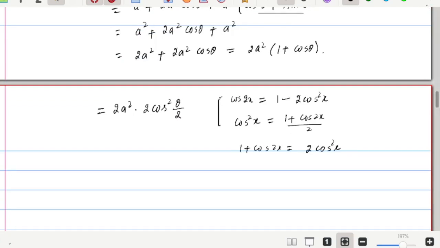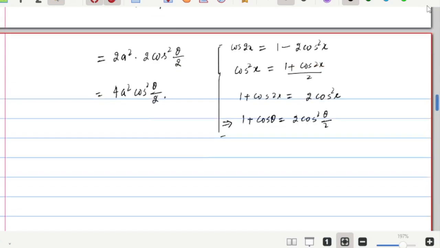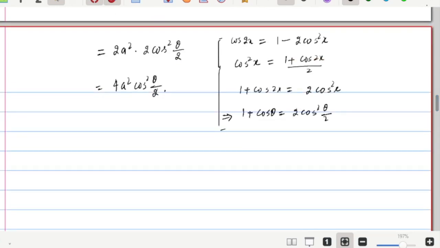लेकिन अब जो हमारा यहाँ पे क्वेश्चन है, we are just 1 plus cos theta, तो इस हिसाब से अगर हम 2x की जगह पे theta रखेंगे, so this implies 1 plus cos theta जो होगा, this is equal to 2 cos square theta by 2. तो ये फॉर्मूला हमने यहाँ पे यूज किया है to simplify this expression. Now finally this expression becomes 4a square cos square theta by 2. So now finally we are ready to integrate to find the arc length.